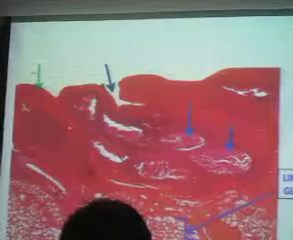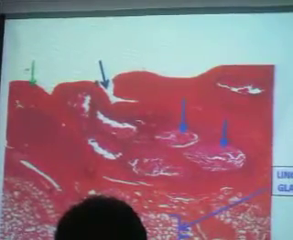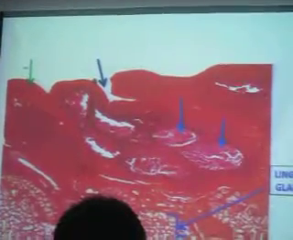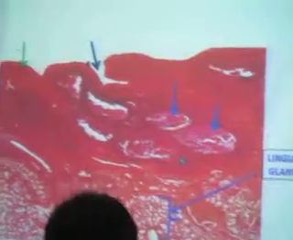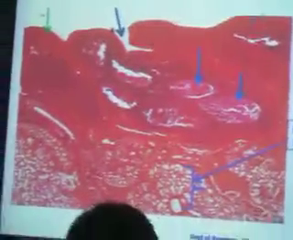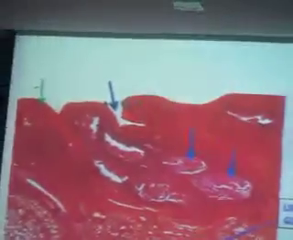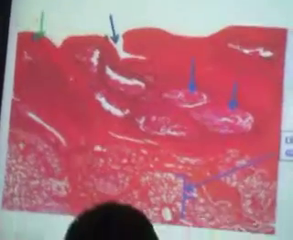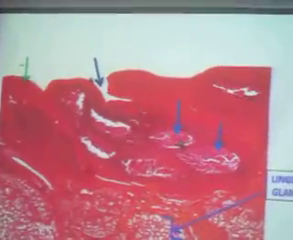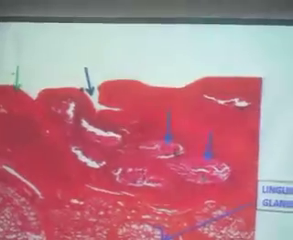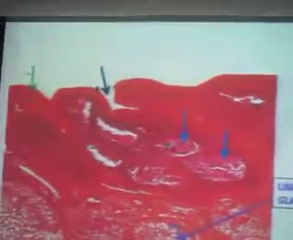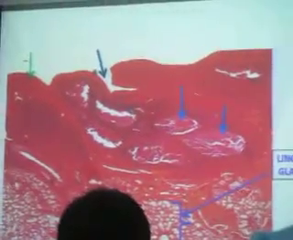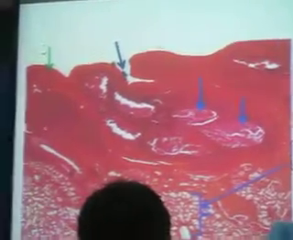Okay, what is this? So this is the posterior 1/3 of the tongue, and take note that you have the stratified squamous epithelium. Okay, and you have this as your lymphoid nodule. Okay. And it will only have one crypt.